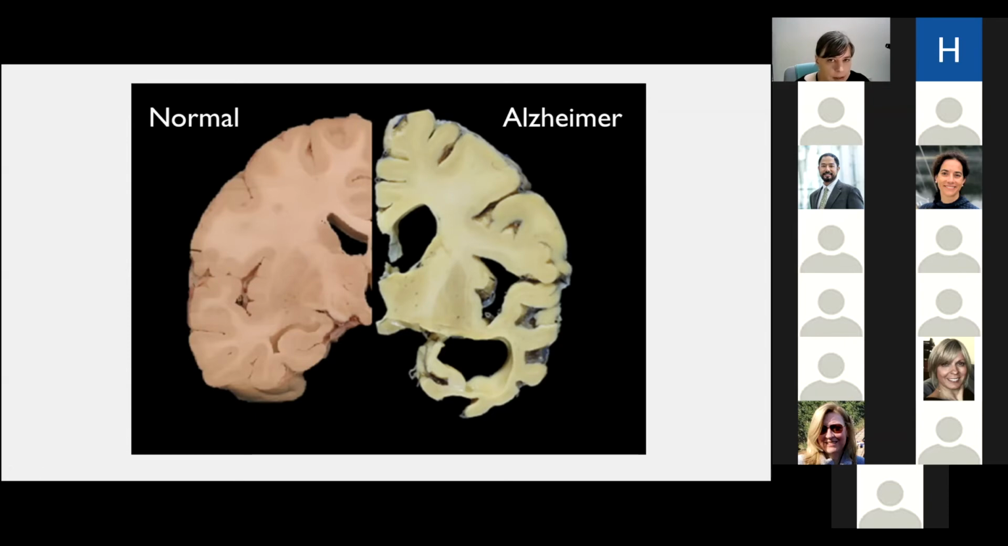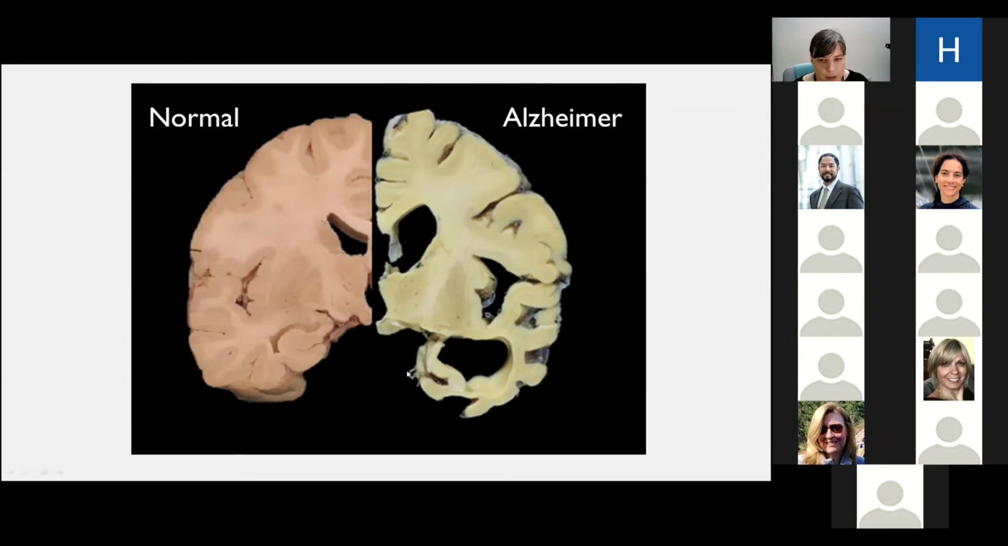And the area that is most affected in Alzheimer's disease and where the neuronal loss actually starts is here. So this is the medial part of the temporal lobe, which houses the hippocampus. And the hippocampus is the structure that is responsible for memory. And this is why patients with Alzheimer's disease have such problems with memory.